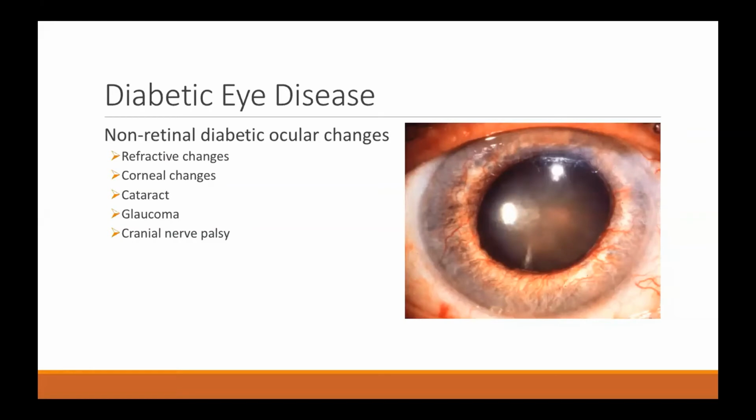Cataract, diabetes obviously being a common cause of cataract. Glaucoma, so you get an increased risk of primary open angle glaucoma, where new vessels grow in the iris, which can lead to or cause angle closure glaucoma. And then you've got the cranial nerve palsy changes as well. So although this is not very common, 1/3 of patients with cranial nerve palsies also happen to be diabetic.